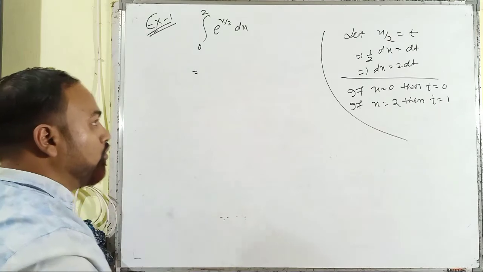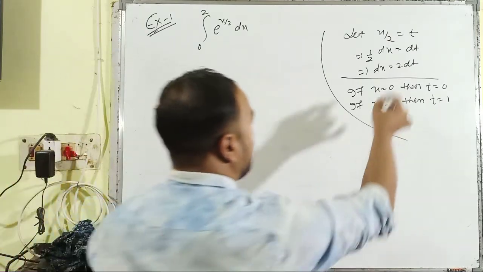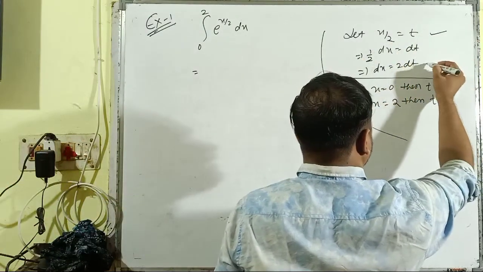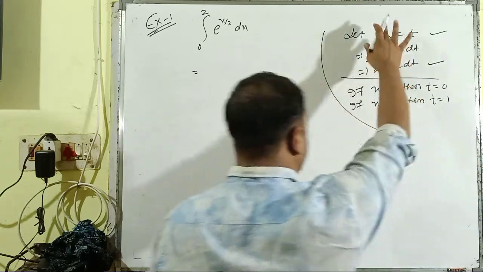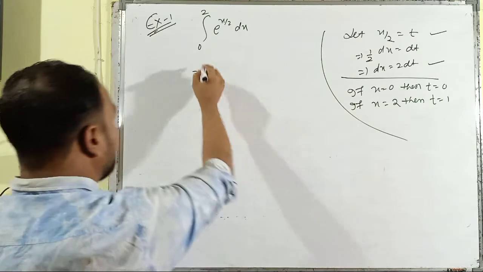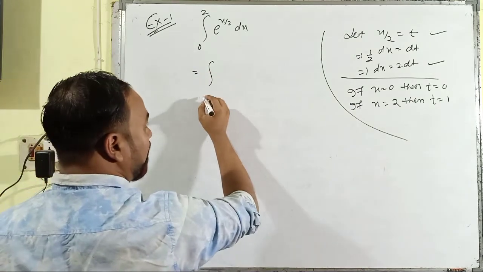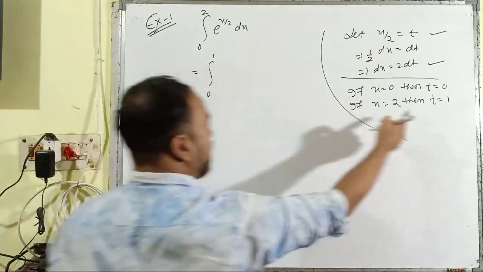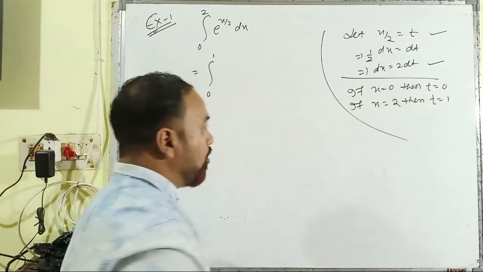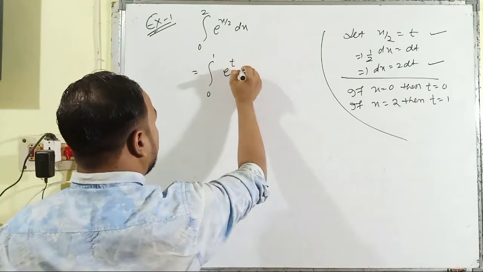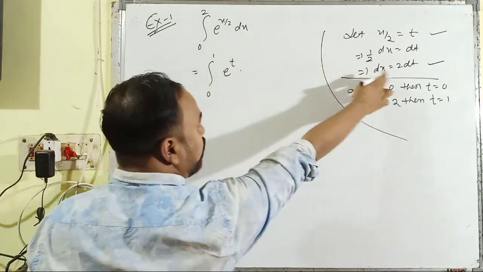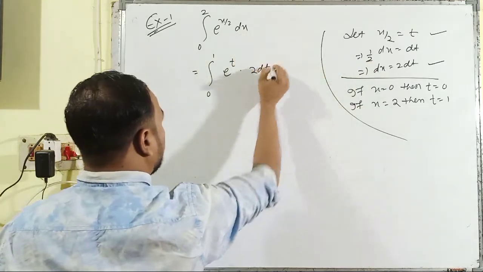And then we have to put these values of t, then x by 2, dx, lower limit, upper limit, we have to put these four values here. So it is the integral from the new lower limit 0 to the new upper limit 1, then e to the power t, and in place of dx we have to write 2 dt.